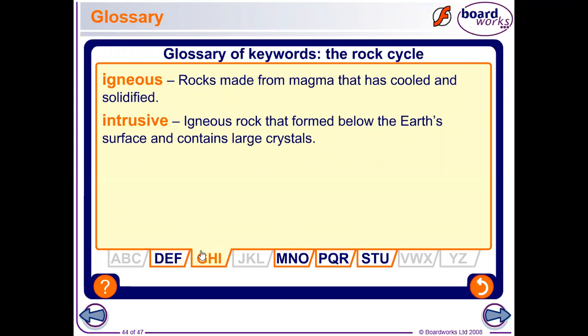Okay, now let's move to igneous rocks. Igneous rocks are rocks that are made from magma. Yes, it is made up from magma that has cooled and solidified. Intrusive is a type of igneous rock that cooled down under the Earth's surface, so it took enough time to make large crystals. Yes, well done.